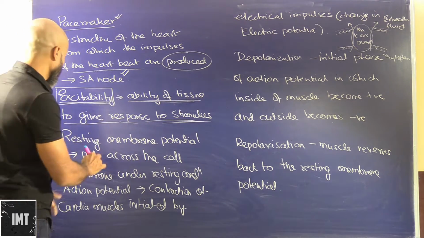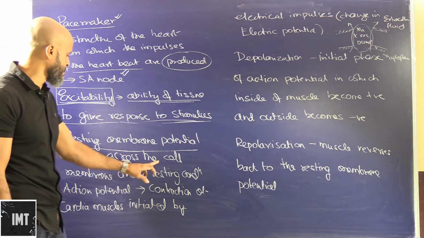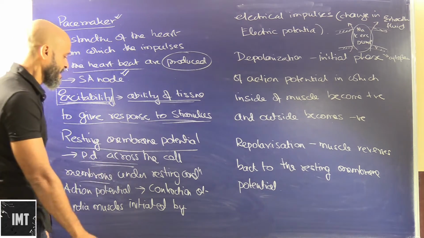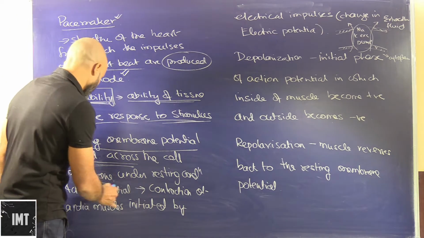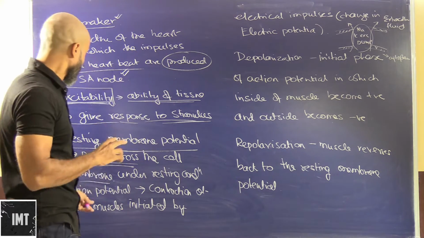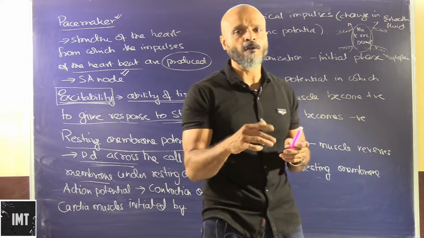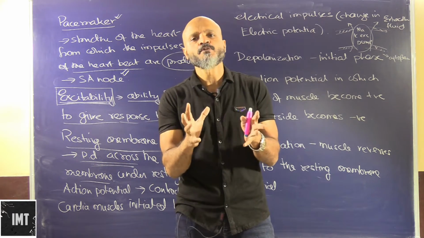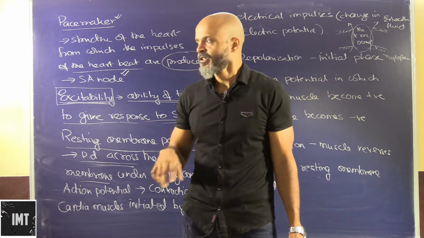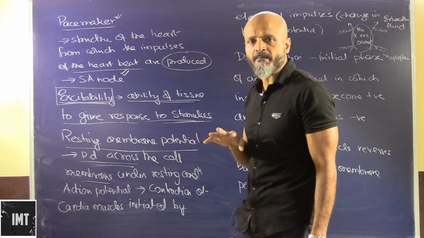Resting membrane potential. Now what is this resting membrane potential? It is basically the potential difference across the cell membrane. Whatever potential difference we have across the cell membrane under resting conditions is known as the resting membrane potential. So when the heart, or the cells, are at rest, there is a potential difference. Understand this: as it is an autorhythmic center, there has to be a potential difference. It's working like a battery, and a battery works on a potential difference.